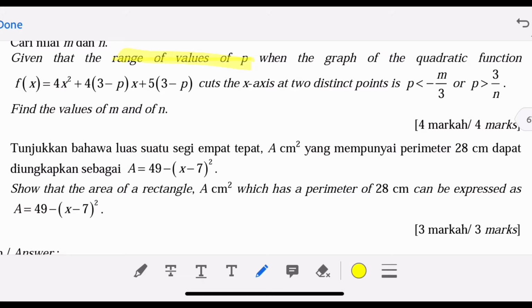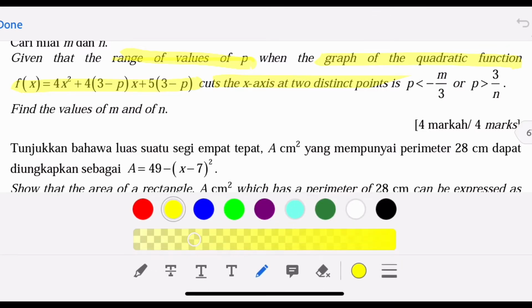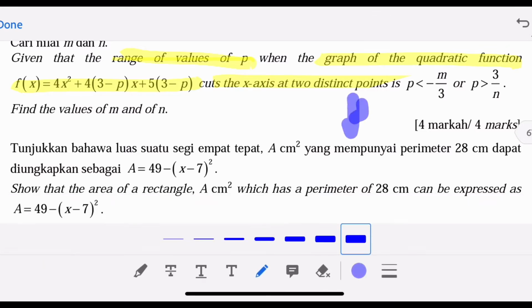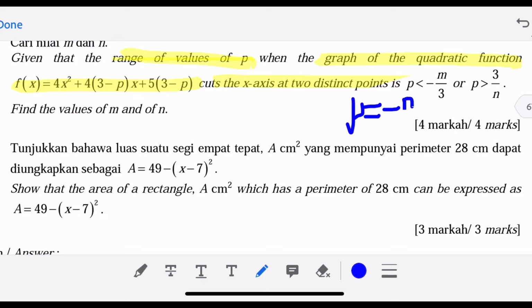The range of values of P when the graph of the quadratic function cuts the x-axis at 2 points. The 2 points should be equal, unless this is the range. The point is at negative m/3, and when it is a point, it must be equal unless they give you the range. It cuts the points at P values of, we have two values of P.